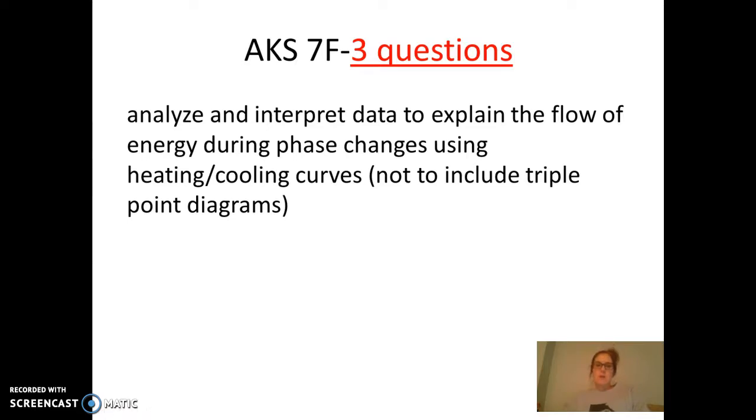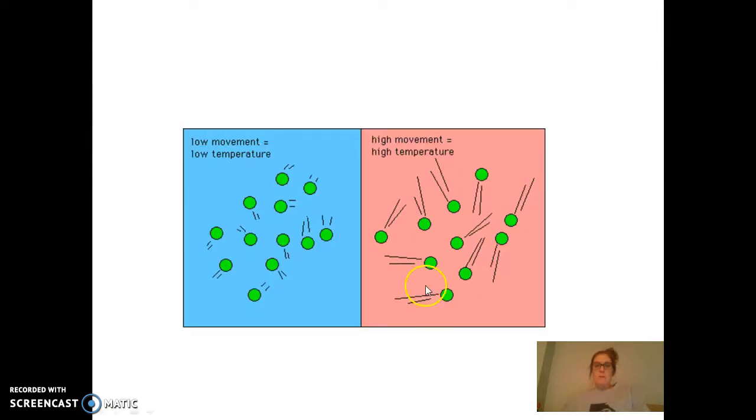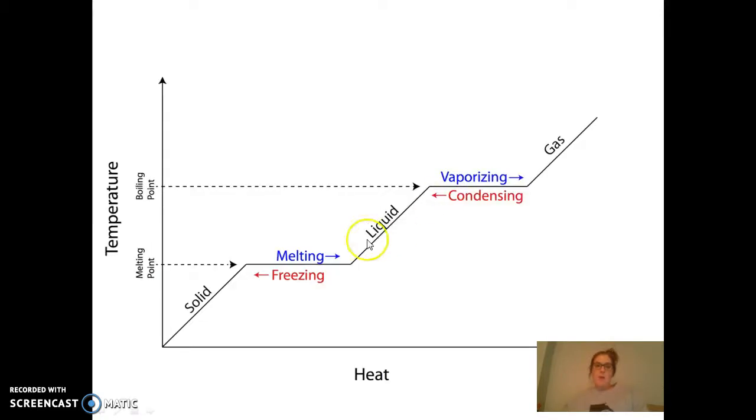All right, 3 questions about phase change diagrams. And these you just have to memorize, okay? Remember again that when things are cold, they have a low temperature, they're not moving a lot. And when things are hot, they have a high temperature and they're moving a lot. And notice that these particles or molecules are really, really spread out, okay? Alright, so solids have the least amount of energy. They're going to be at the lowest temperature.